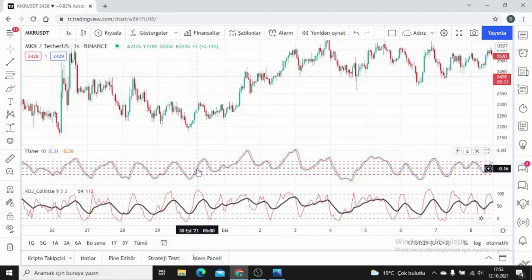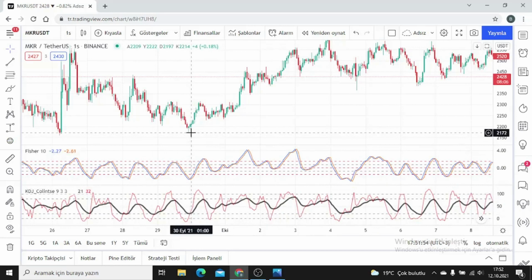If you don't want to take risks, you can exit the trade here as well. Those who want to take risks can sell when the blue line crosses the orange line on the downside. This is our selling condition. So what we do is, when KDJ and Fisher intersect at the same time, it creates a buy condition for us. In Fisher, we can sell when the blue line crosses the orange line downwards. In addition, we can sell again when the blue line in Fisher comes to the orange line here.